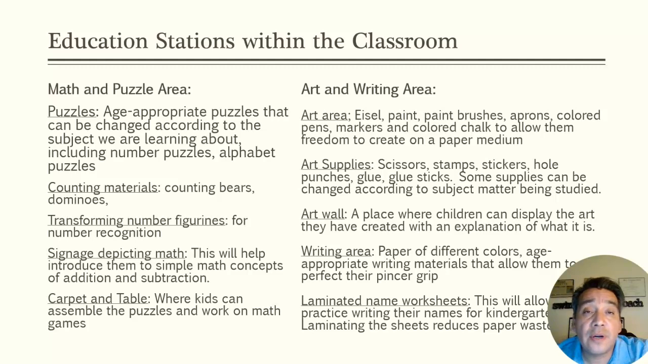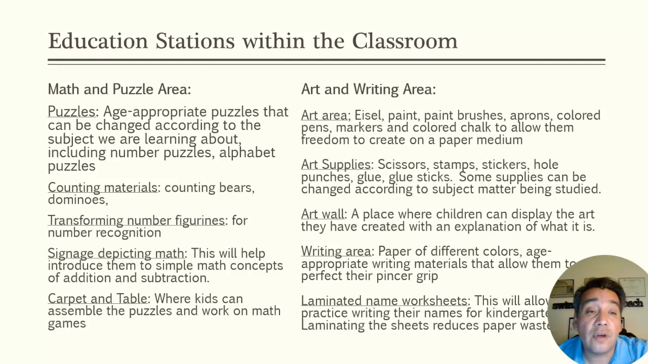We have a math and puzzle area, and the puzzles are age appropriate, all kinds of puzzles having to do with math or just pictures. In all these areas, we change out quite a bit of the activities depending on what subject matter we're learning. Right now we're learning about bugs and blooms, so we have a lot of puzzles having to do with plants. In our library, we have books that have to do with gardening and bugs. Every month or so, we'll change it out to something new. In about a couple of weeks, we're going to change it over to ocean.